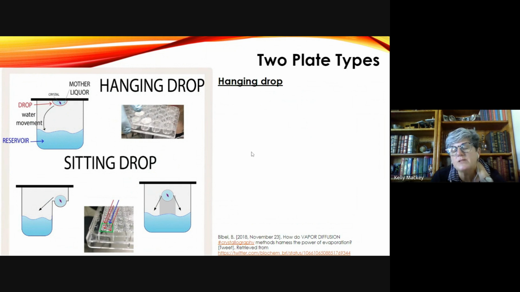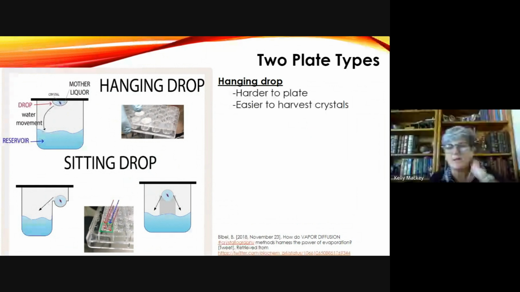There are advantages and disadvantages to both of these types of plates. A hanging drop is harder to plate because you got to get the technique of flipping over that cover slip down. But once you have crystals, it's really easy to get the crystals out of there, because that's the next step. Once you have these protein crystals, now you have to get them and prepare them to be analyzed with an X-ray. So harvesting those crystals is a major step, and it's easier to do from a hanging drop plate.